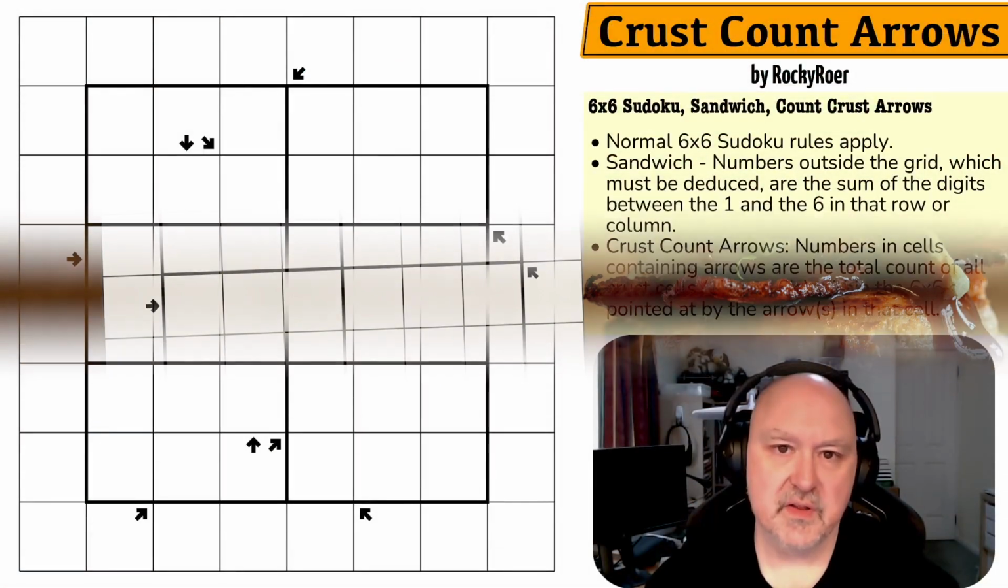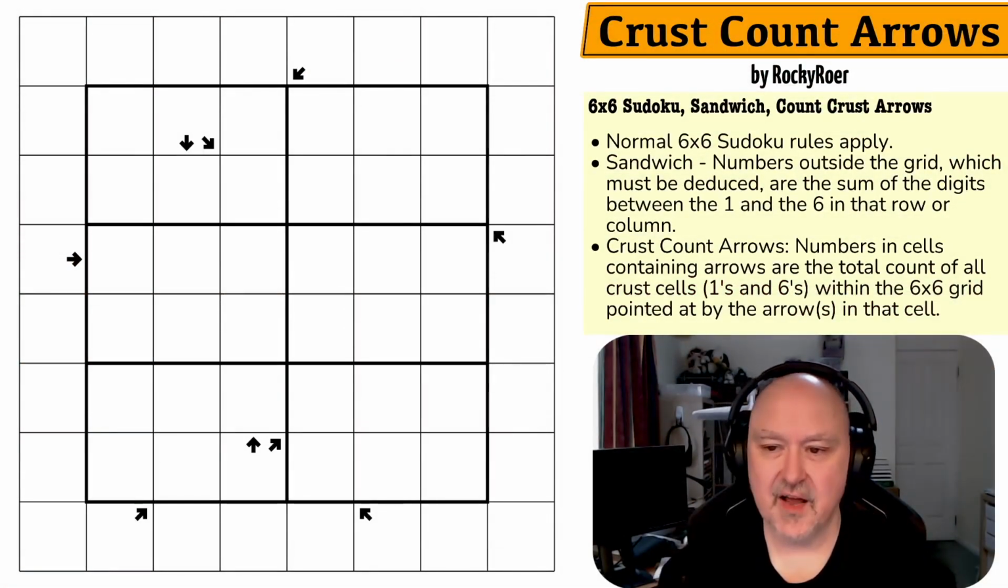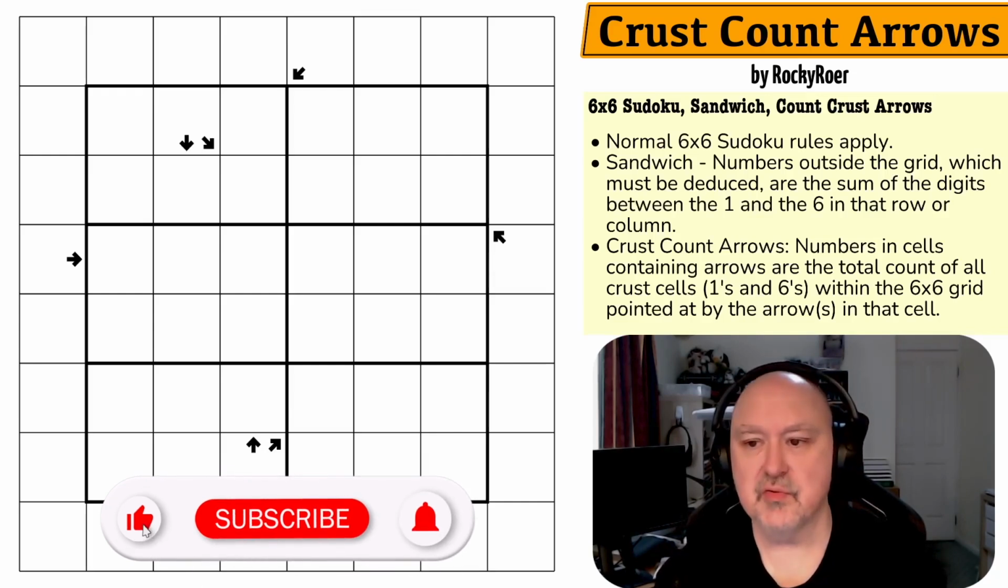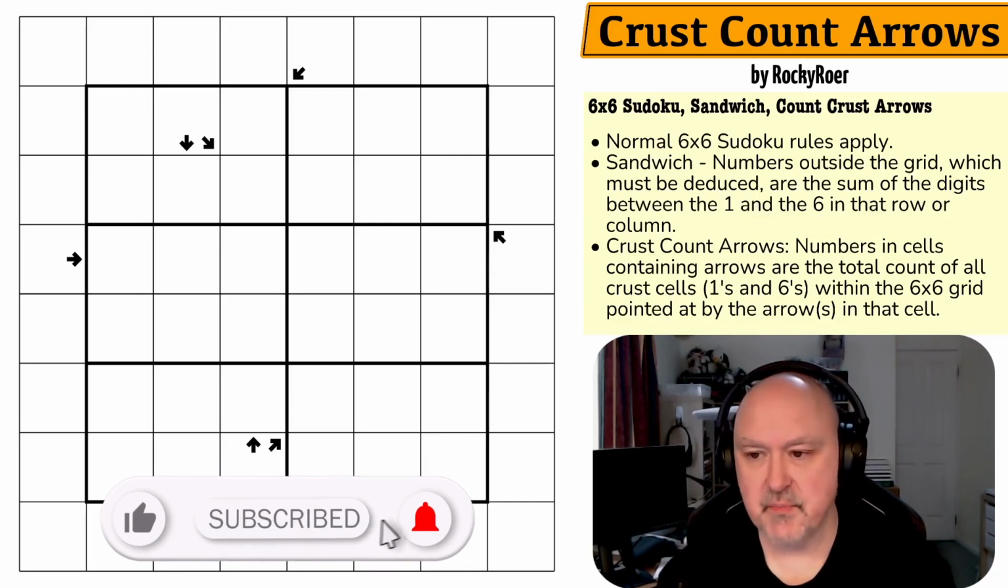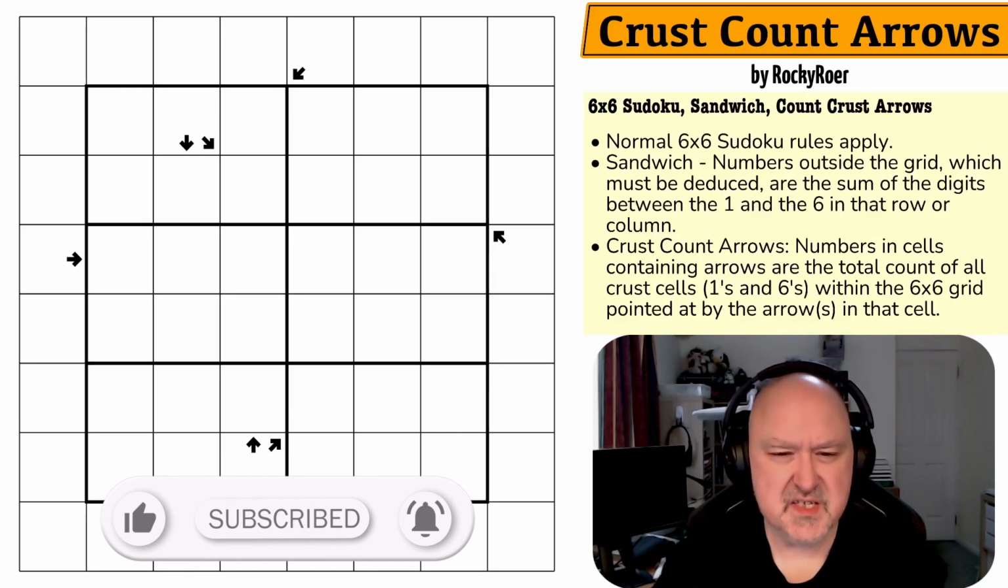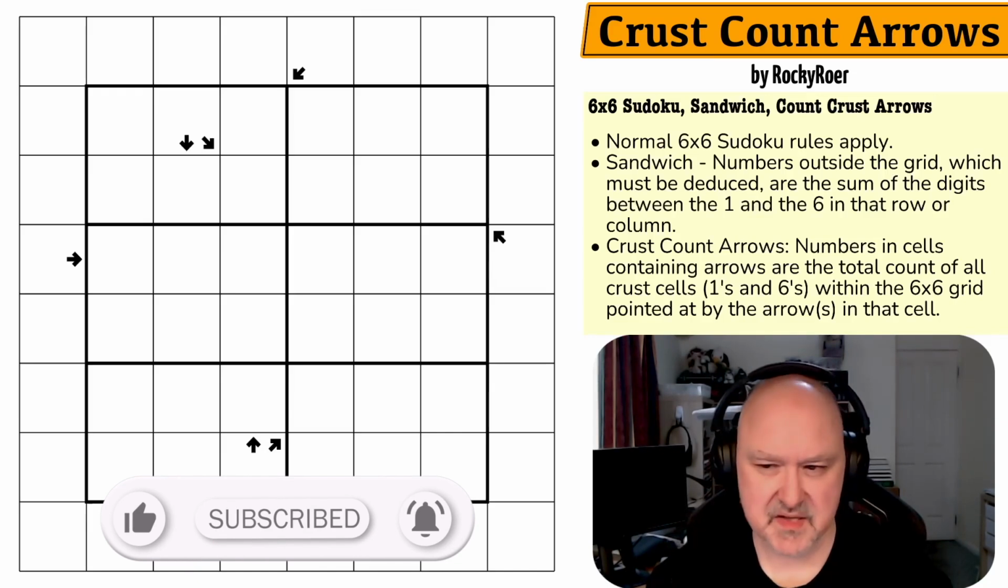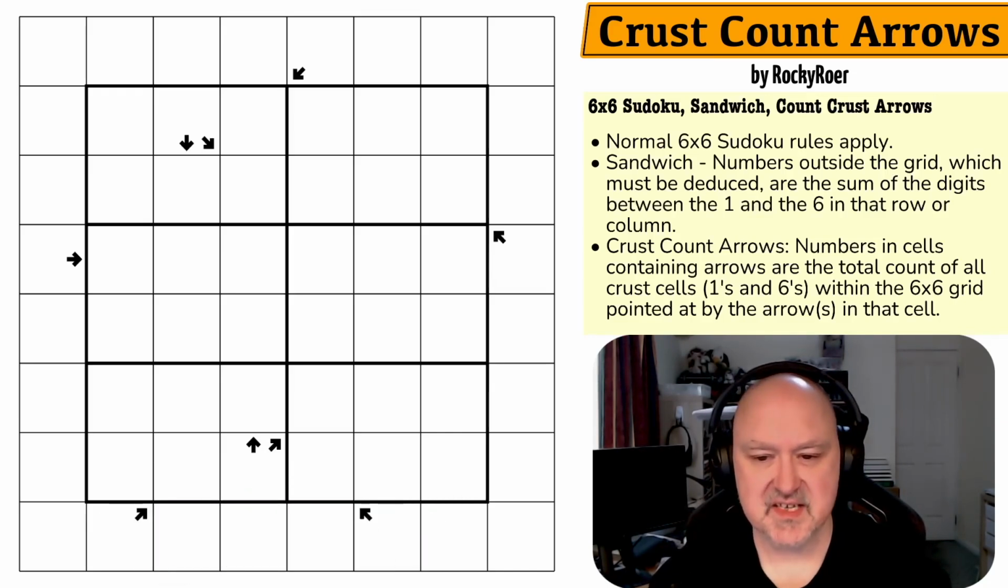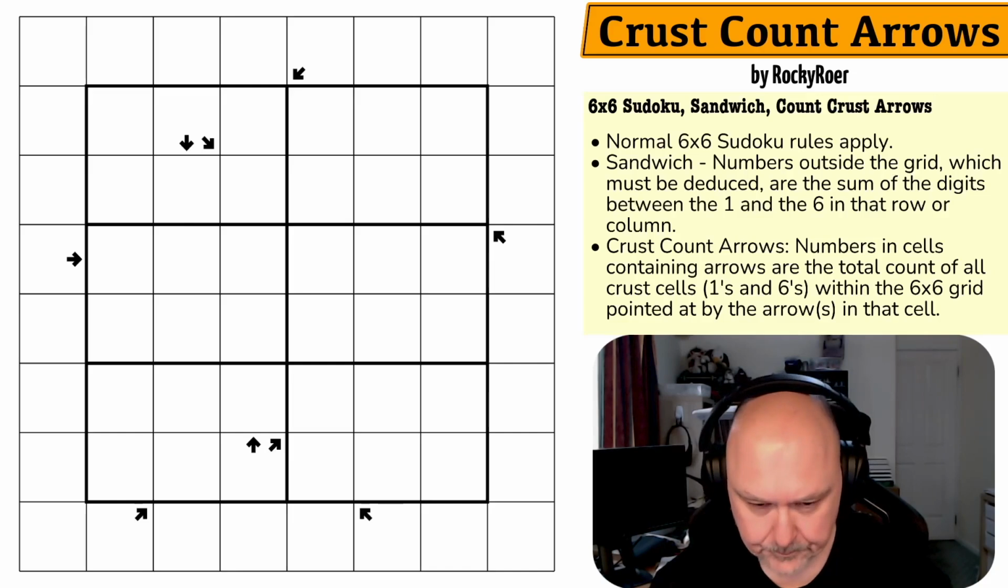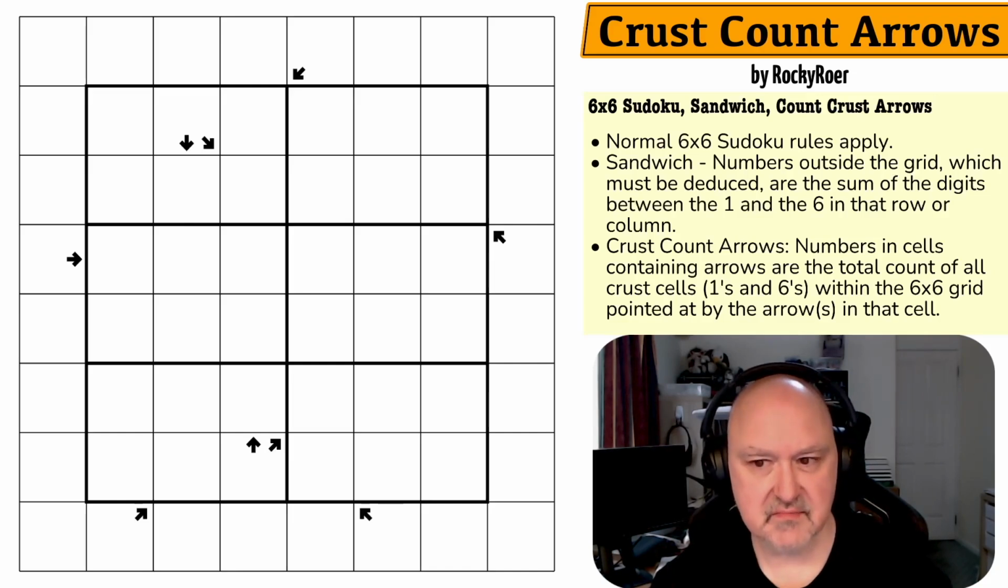Good afternoon, everyone. This is BremSter, and today I am going to attempt a puzzle called Crust Count Arrows by RockyRoer. This was a submission that came in a couple of months ago, and my testers were like, oof, this one can be tricky. It's a 6x6 Sudoku. Don't be put off by the side of the grid. There's some digits that get placed outside the main grid. But I was told that this one has some tricks to it, so we'll see how I go.